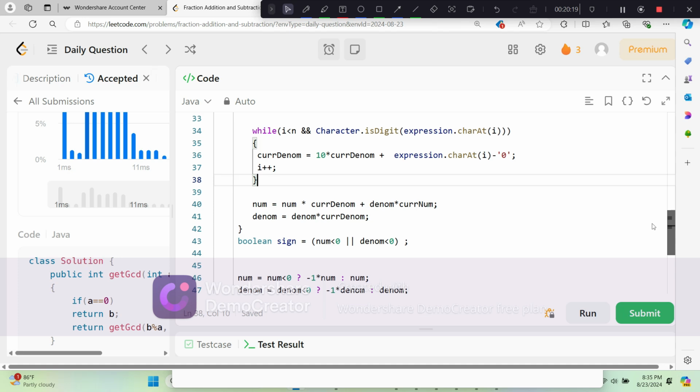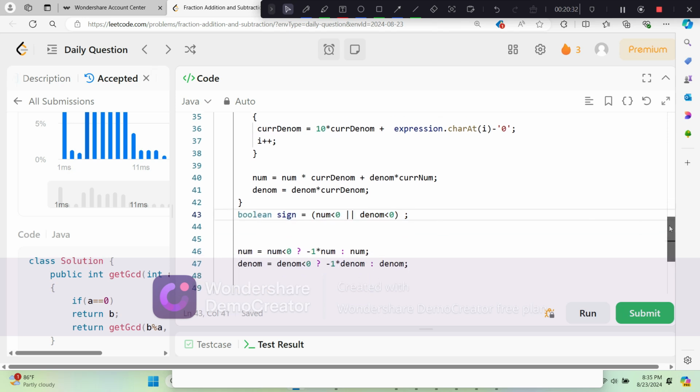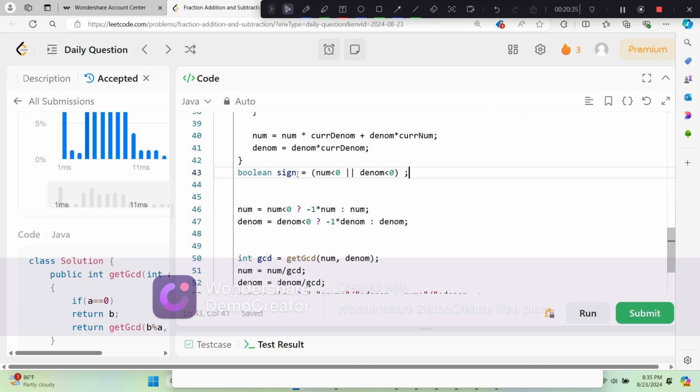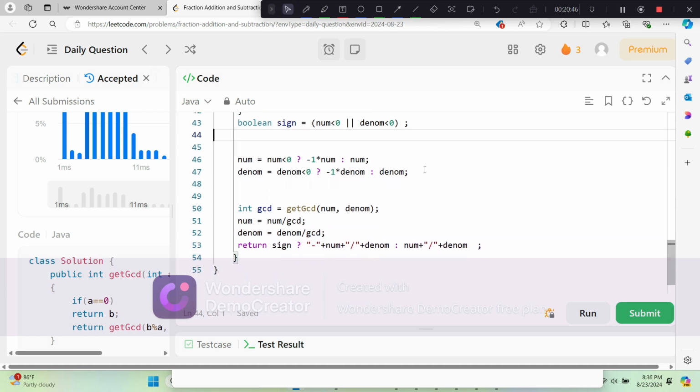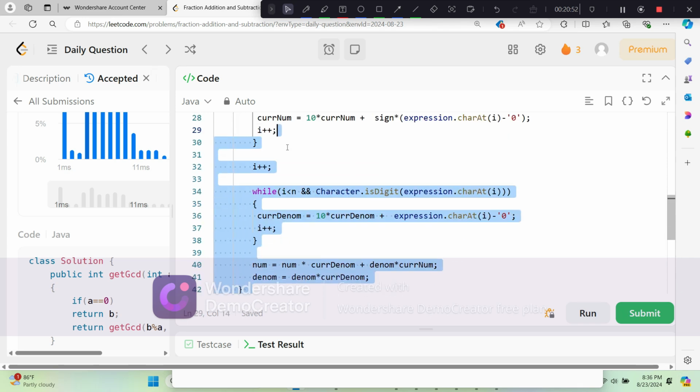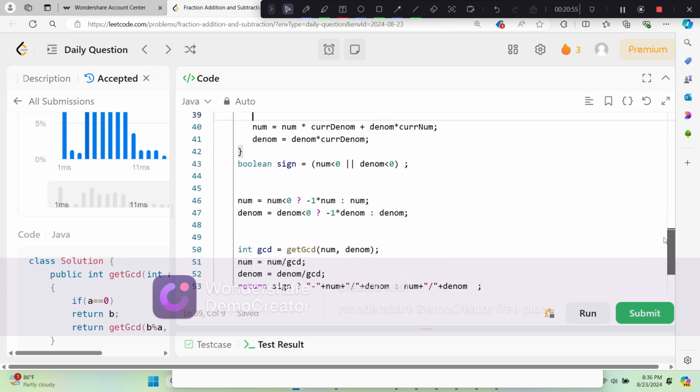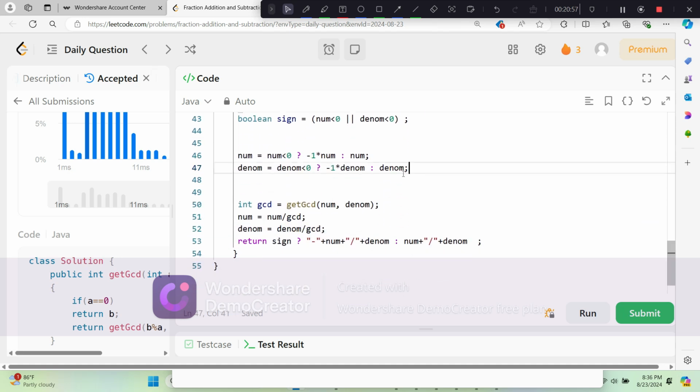Okay, now see here, this is important: once we have got our num and denum, we have to check whether any one of them is negative, because if any one of them is negative, that means our final answer would be negative. So for example, here I am taking one boolean variable sign. So if one of them is negative, then sign would be true. Okay, true means it would be negative. So now see here, whoever is negative, I am making them positive, because we have already taken the record of sign. Whatever sign it would be, we will use it later. And now here I am making all of them positive.